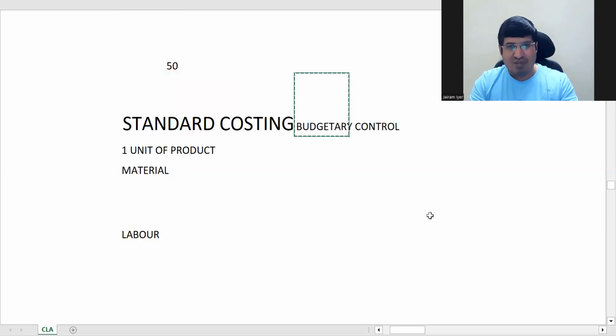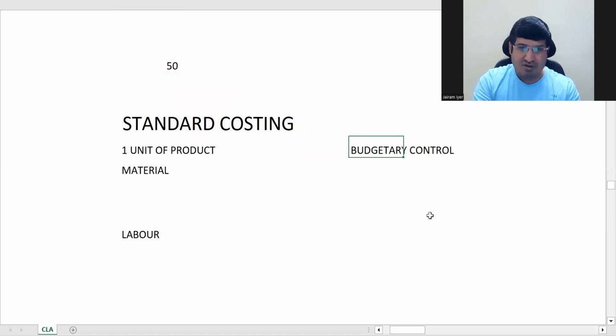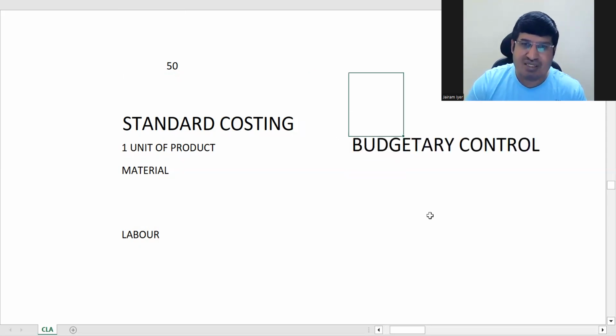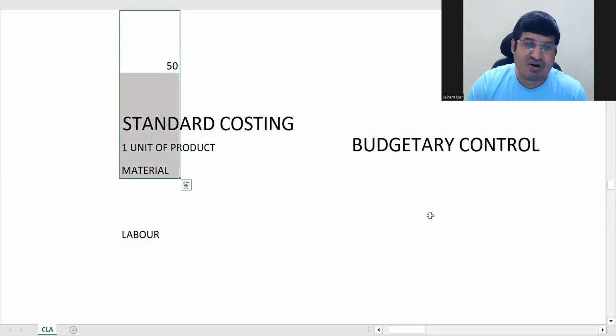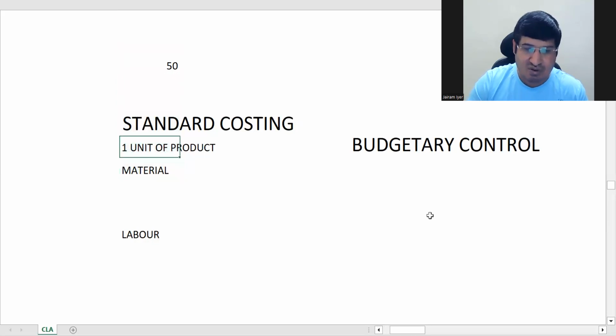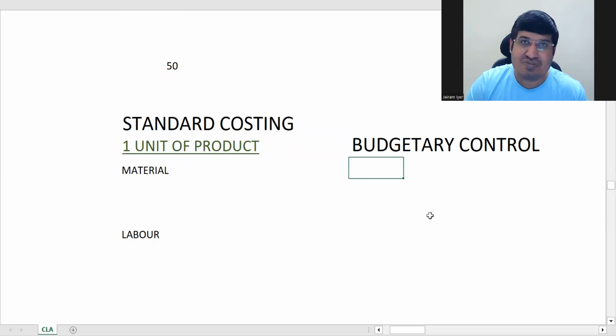Similarly is your budgetary control. It is also a technique of cost control. Here you are comparing 1 unit of product. But in budgetary control, you have a total budget, say for a quarter or a year.